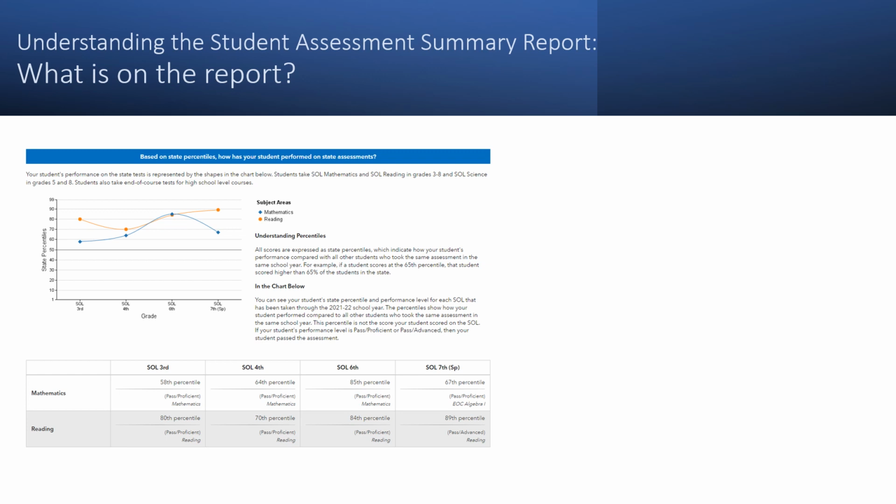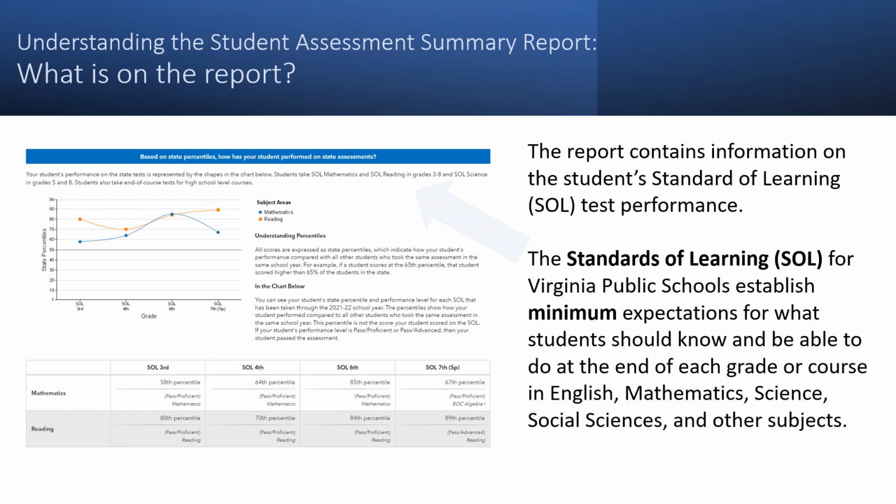Let's begin by looking at what is on the report. The image on the screen is a sample report. It shows a line graph and a chart, which are the main features we will review today. The information in the first paragraph on the image contains the information on the possible SOLs that the students could have taken and be represented on the chart.